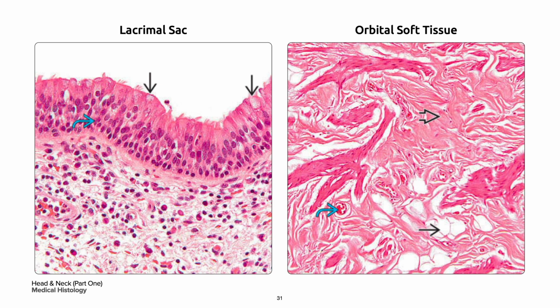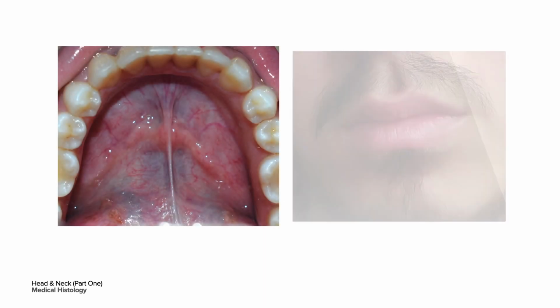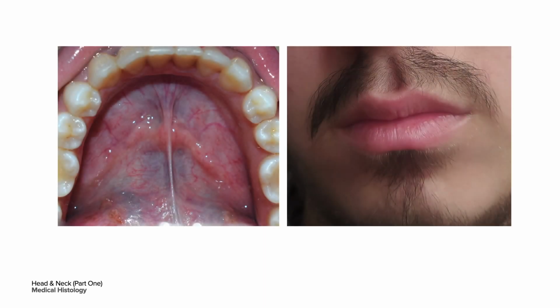Now we move forward with our next structure, which is your oral mucosa. So let's start with the macroscopic anatomy. This is pink, red, or brown in color. This is moist, it has a smooth surface, and it lacks appendages as seen in your skin.